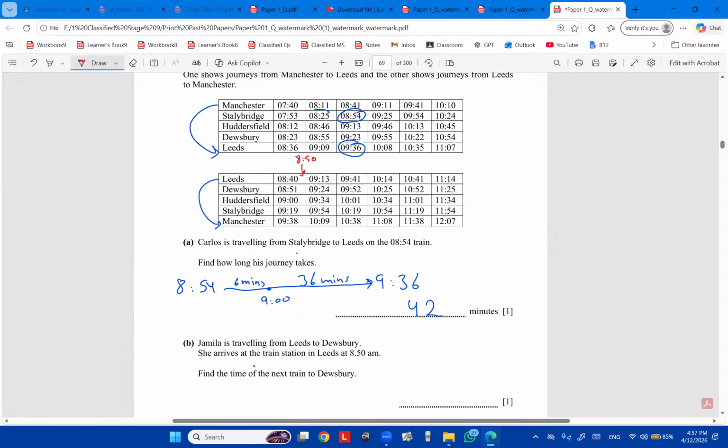All right. So find the time of the next train to Dewsbury or whatever that name is. So she must take 9:13. Jamila's traveling from Leeds, but she arrives at the station at 8:50. So the next train she can take is 9:13.